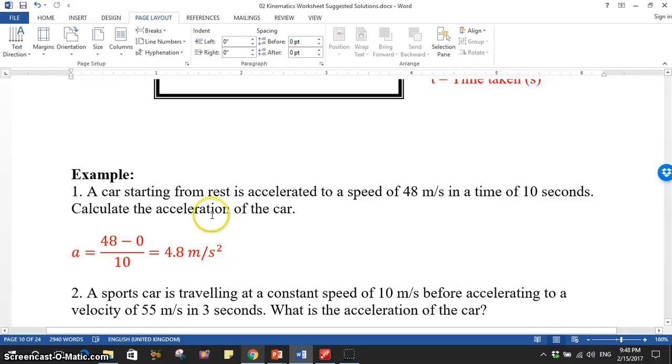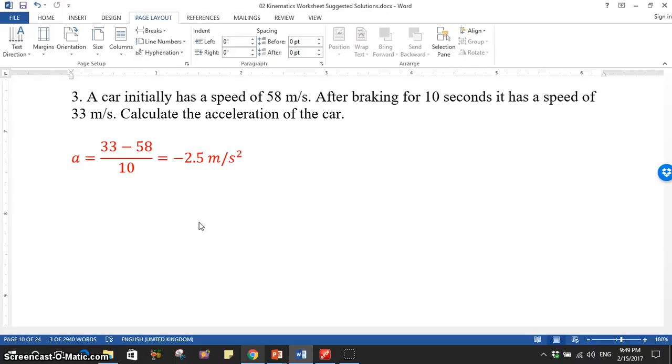In this question, the car starts from rest. They tell you it starts from rest, which means your u is equal to 0. And it's accelerated to a speed of 48 meters per second, so this will be your v. And it takes 10 seconds, so this will be your t. Can you see that this is an easy application of the formula?